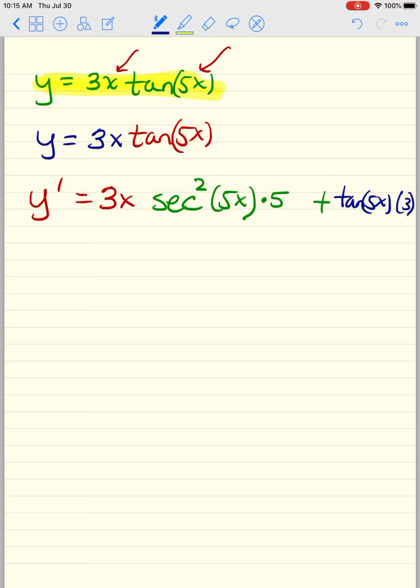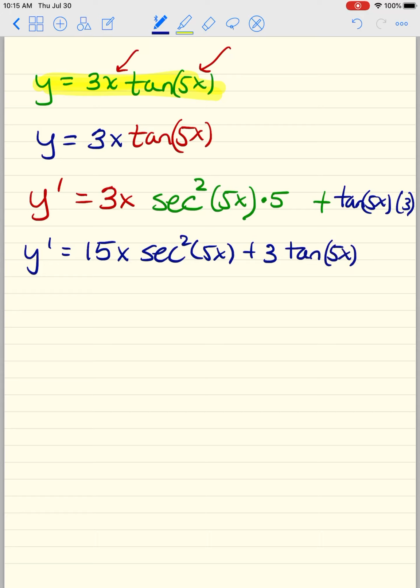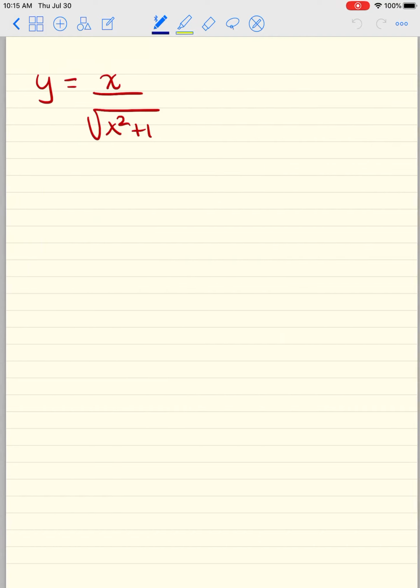Now we know we can't multiply angles and these coefficients, so I'm just going to clean this up just a little bit. Plus 3 tan 5x. So that's your final answer. If I'm going too fast, pause the video, rewind the video, watch it again and again until you get it perfect. So this is the product rule. The product rule says keep the first, derivative of the second, plus keep the second, derivative of the first.